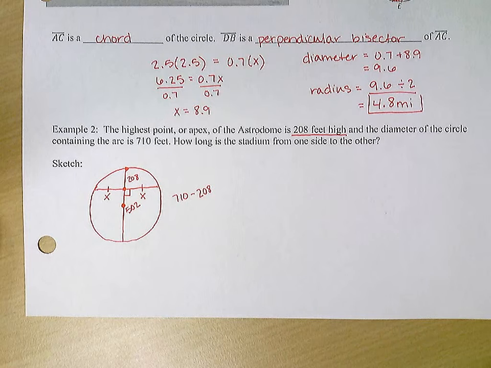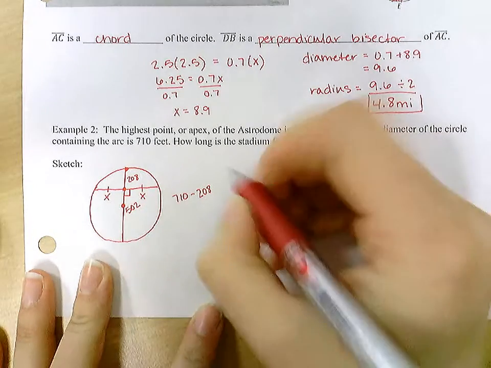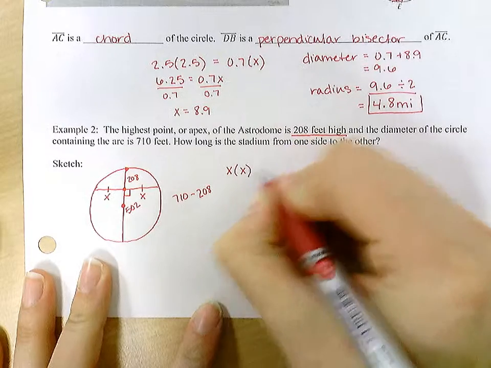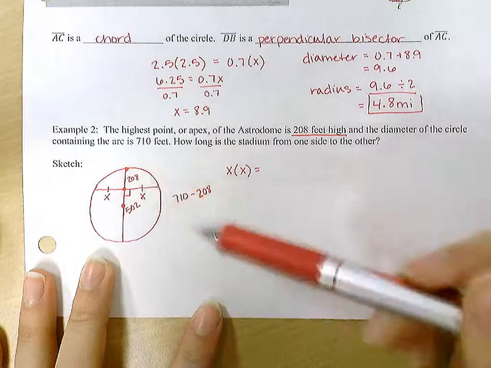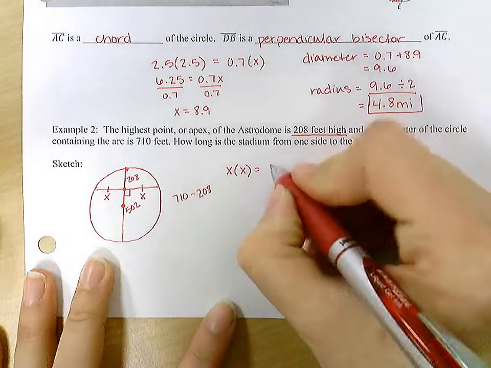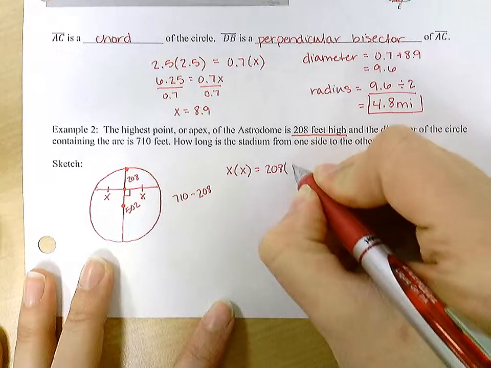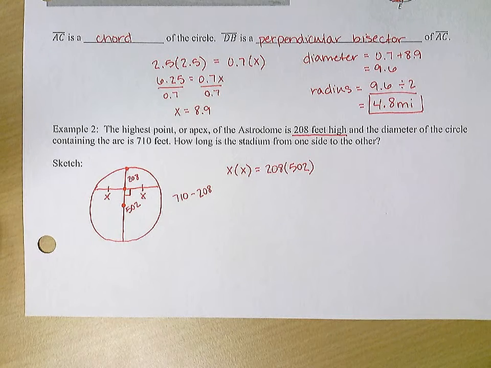So now I've set up this problem where I can use that formula from above, A times B equals C times D. So I can take those 2 pieces of those chords and multiply them together. So I'll multiply X times X, because that's my first chord. And then I'll set that equal to 208 times 502. So the 2 pieces from your second chord. And from here I can solve for X.